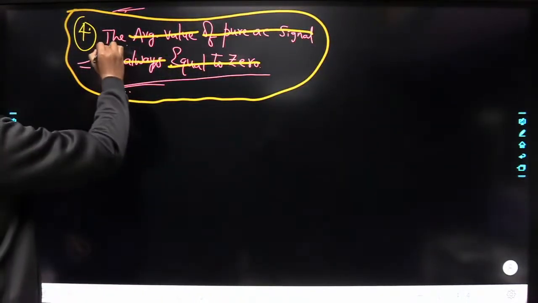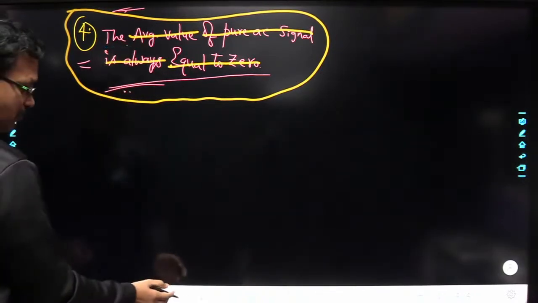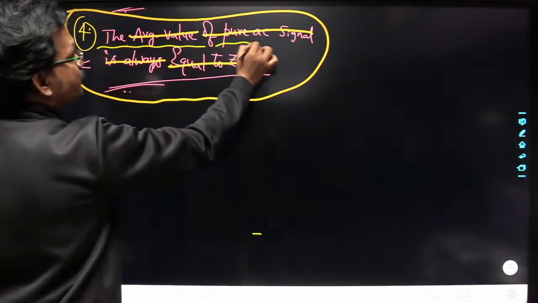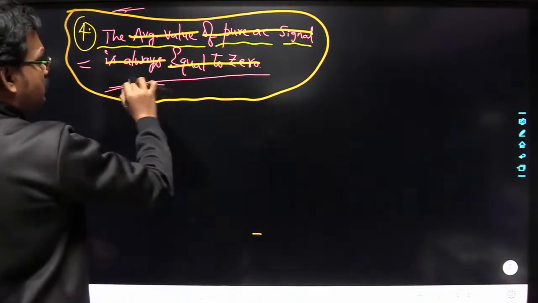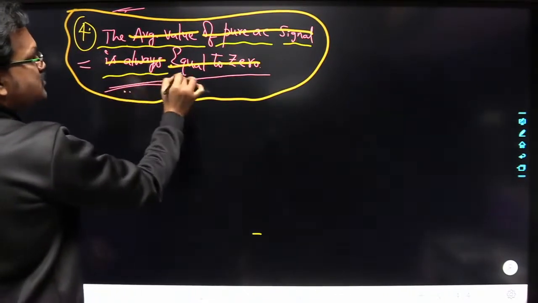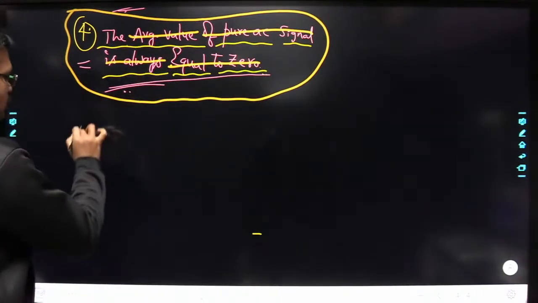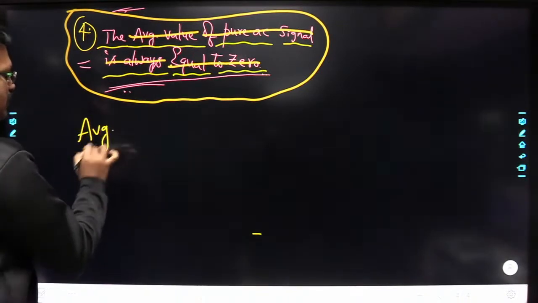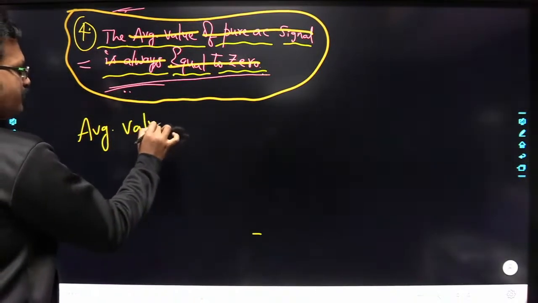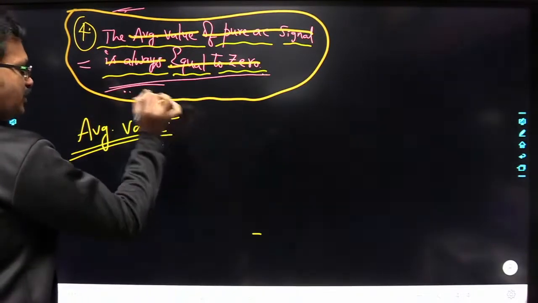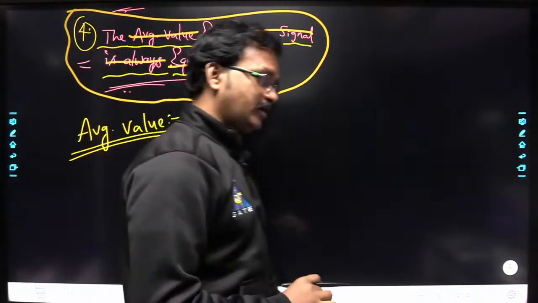So let us try to understand what we mean by this average value. What do you mean by the average value of a pure AC signal? The average value of a pure AC signal is always equal to 0. Next we will see what we mean by average value, and what is the purpose of calculating the average value.